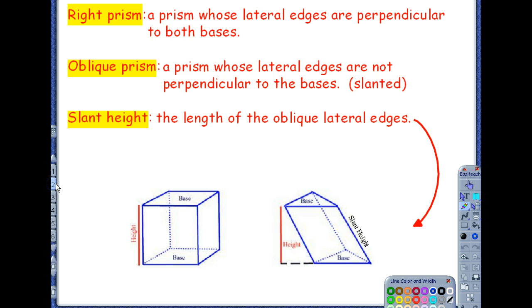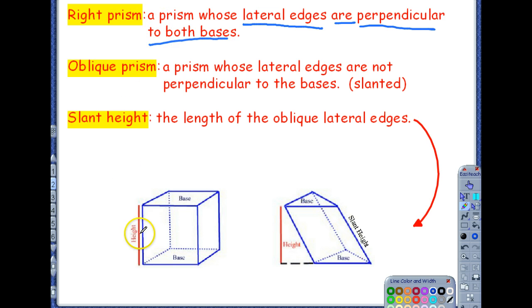Some more vocab. We've talked about the idea of right and oblique a little bit before. I don't know if we've gotten into oblique, but we've talked about right before. So to be a right prism, it's going to be a prism whose lateral edges are perpendicular to both bases.